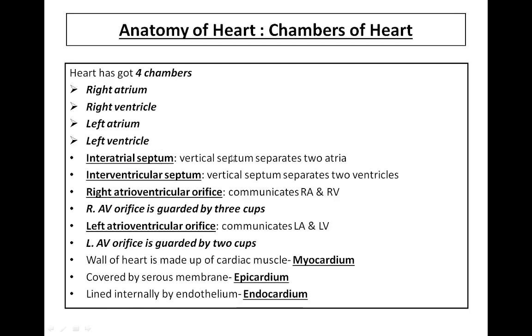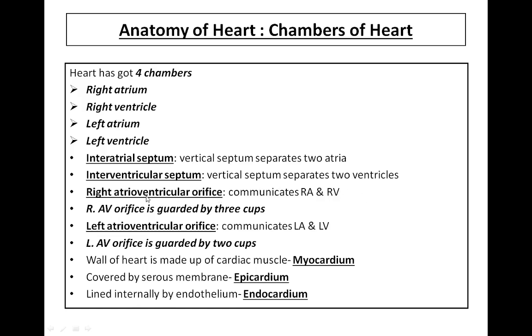Interatrial septum means this is the vertical septum, separates the two atria. Interventricular septum, this is the vertical septum, separates the two ventricles. Then right atrioventricular orifice, that is the communication between the right atrium and the right ventricle. This is called right atrioventricular orifice.